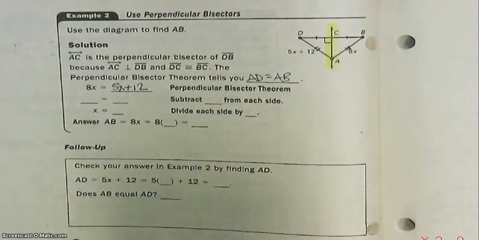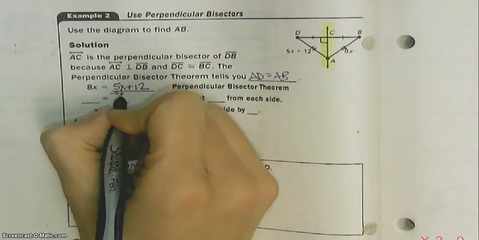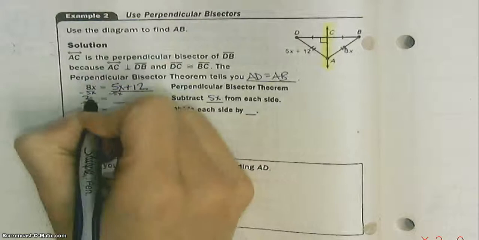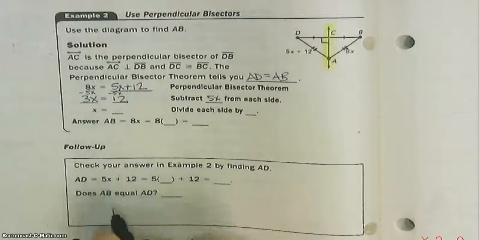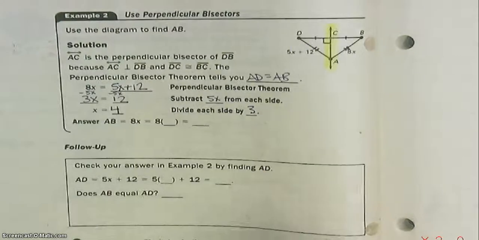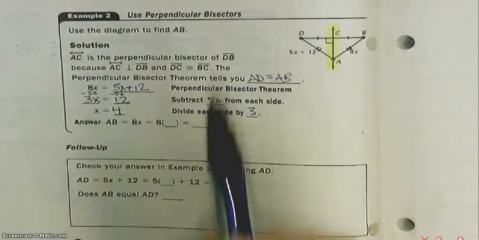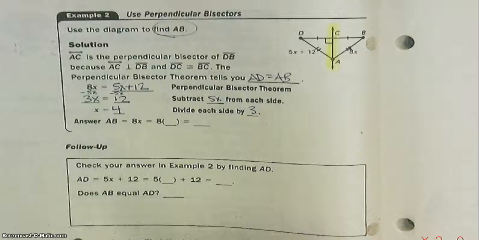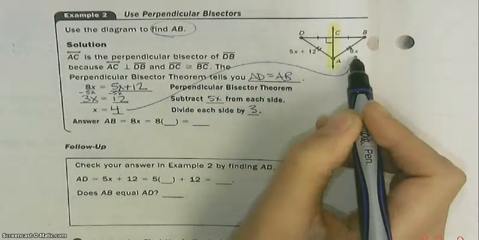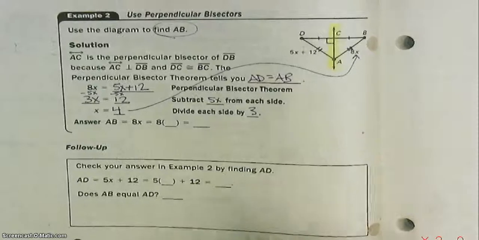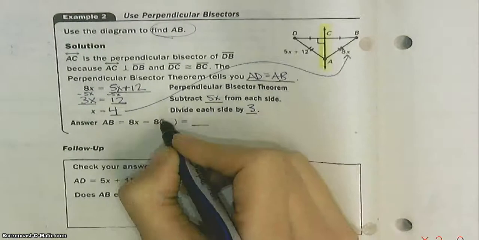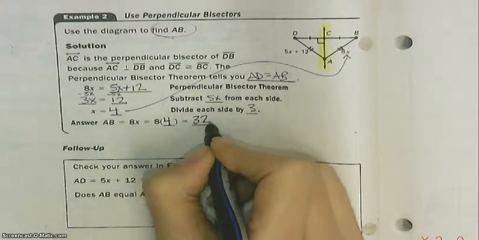All right, now we need to subtract 5x from both sides. We get 3x equals 12. And then divide each side by 3. X equals 4. But notice we're not done. It says find AB. So we need to take this and plug it in right there. 8x, so x is 4, so 8 times 4 is 32.